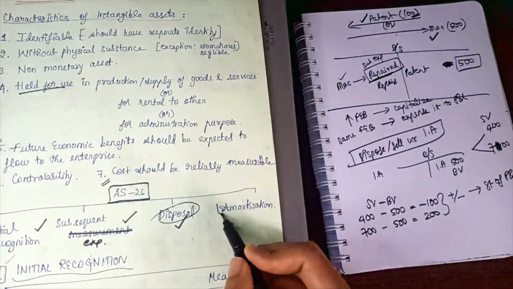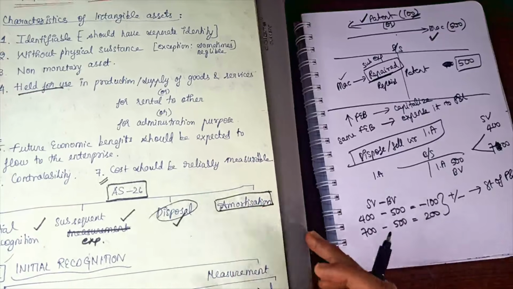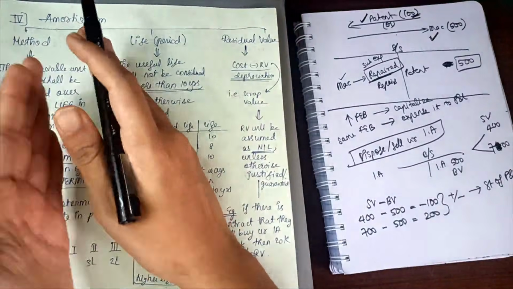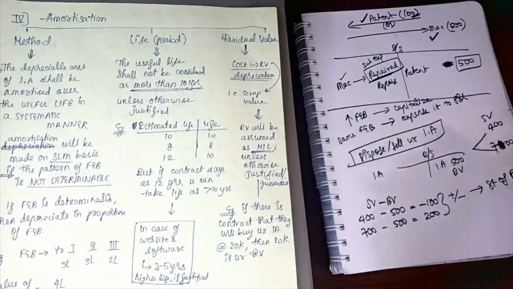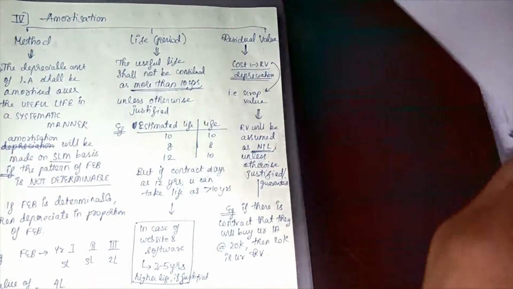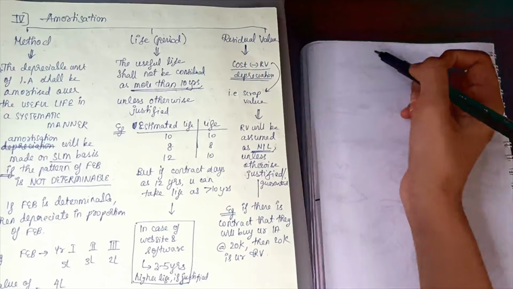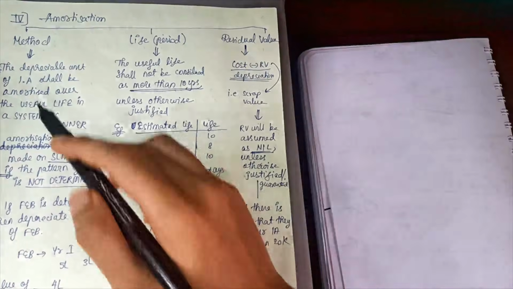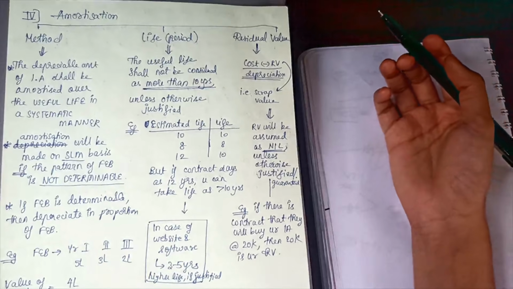The last part remaining is about amortization. So now we are going to see about amortization. In amortization, I have classified it into three methods: method, life and residual value. What is amortization? As you have depreciation for tangible assets, the same way intangible assets also depreciate, which is known as amortization. So the first thing we are going to see is how we are going to amortize this intangible asset.